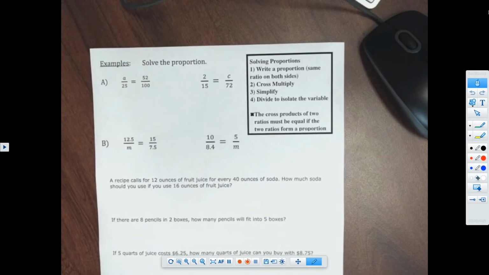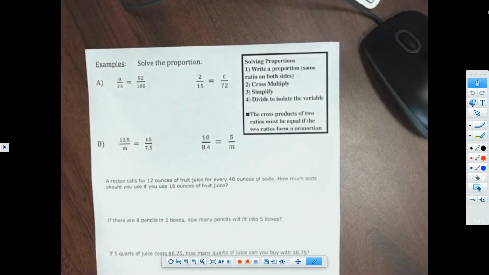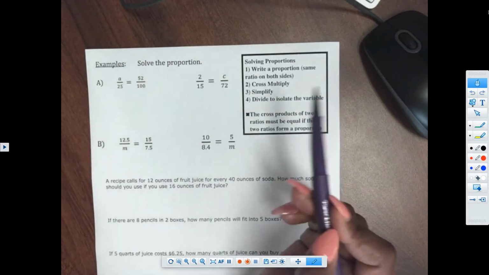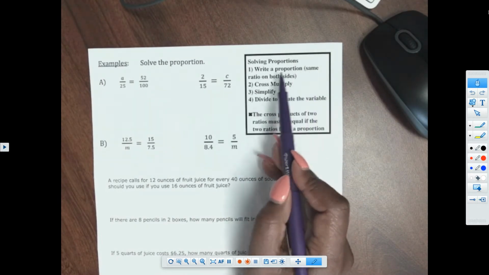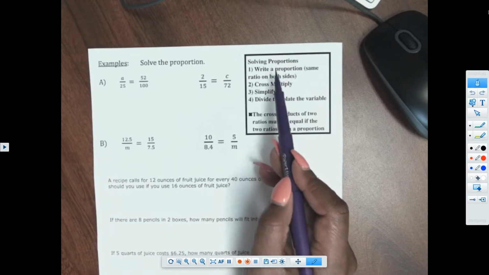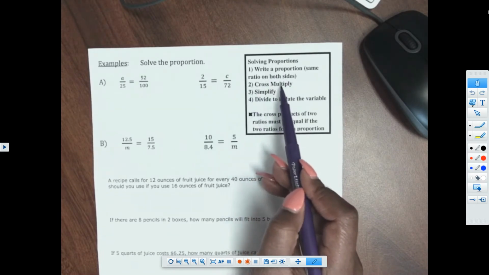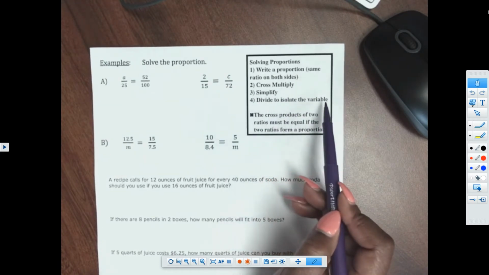So let's jump right into it. To solve a proportion, here in this box I have a setup of how I would like for you to solve it. First, set or write a proportion, the same ratio on both sides. So you want to make sure you have the ratio on both sides, and this is more geared towards word problems. Second, you're going to cross multiply. Third, you're going to simplify. And fourth, you're going to divide to isolate the variable.